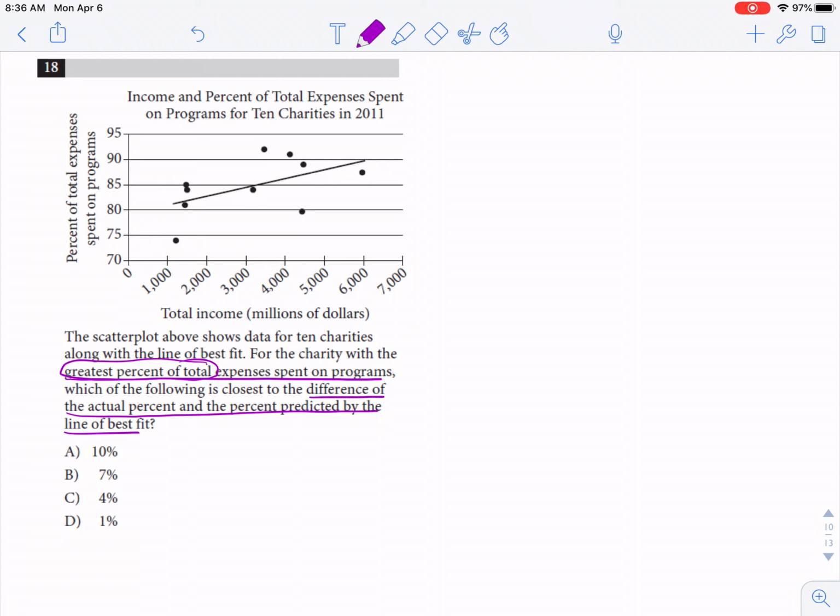So we need to look at our axes. The x-axis is total income. The y-axis is percent of total expenses spent on programs. So we're looking for the greatest percent of total expenses. So we're going to be looking for the biggest dot. If you've identified this dot as your biggest dot, that is correct. Difference means subtraction. So we want to know how far apart are these two lines.